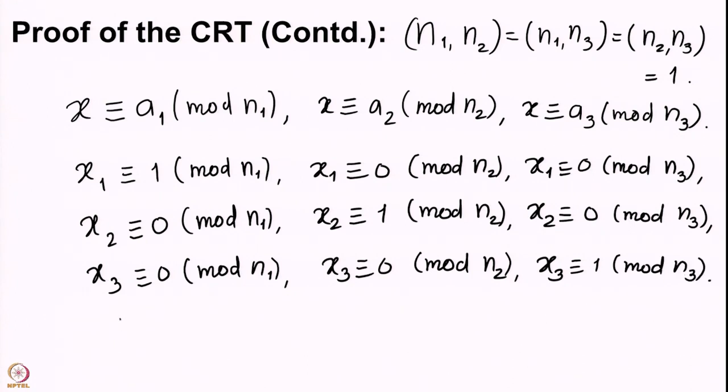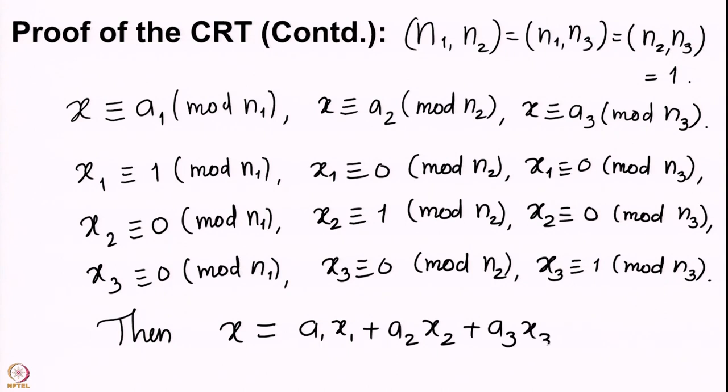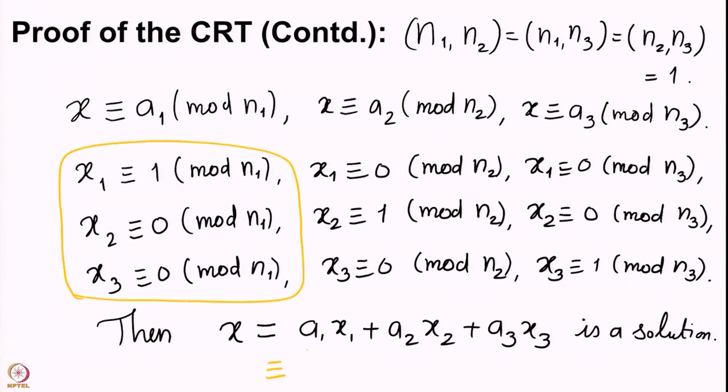And then once you have these, a general solution x, which is a1 x1 plus a2 x2 plus a3 x3, is a solution. Because when I go modulo n1, so let's do this for one congruence at a time, modulo n1 x1 is 1, so I will get a1, x2 is 0, so I do not get anything for a2, x3 is 0, so I do not get anything for a3. So this is the congruence when I go modulo n1, which is what we wanted. We wanted to have x to be a1 mod n1.